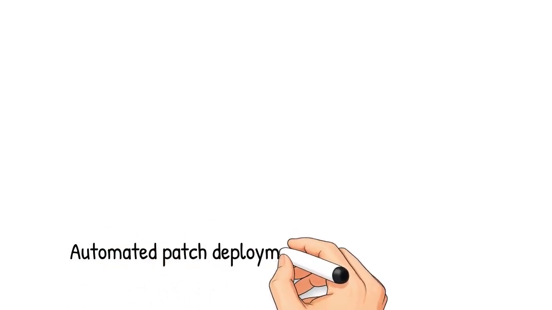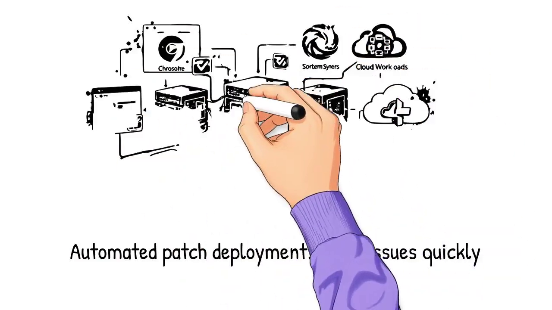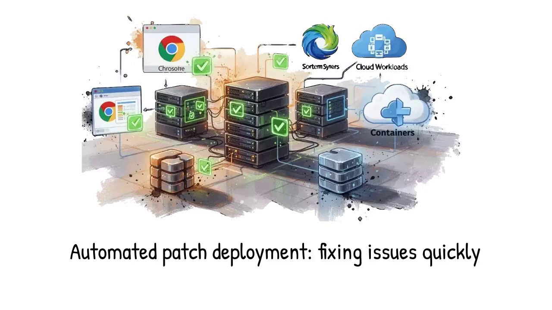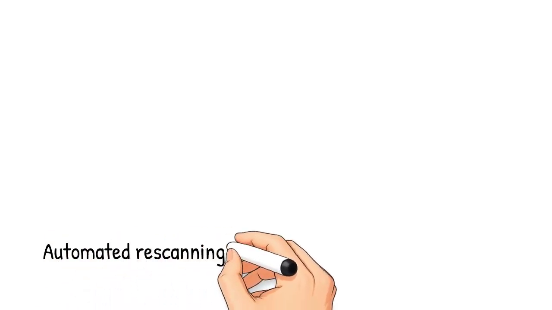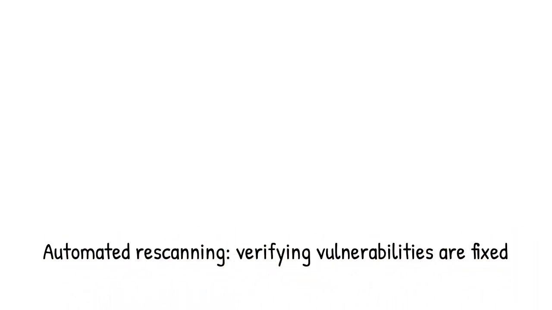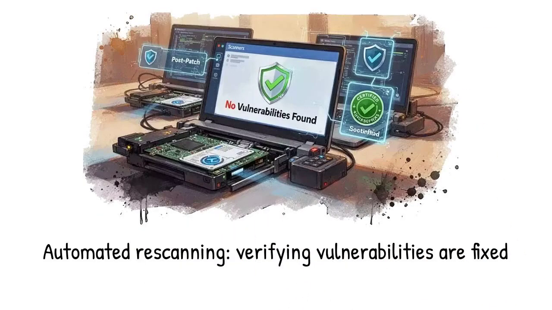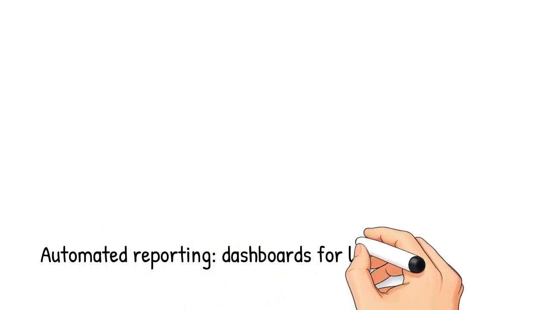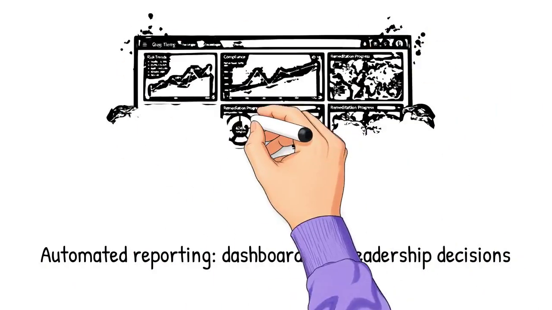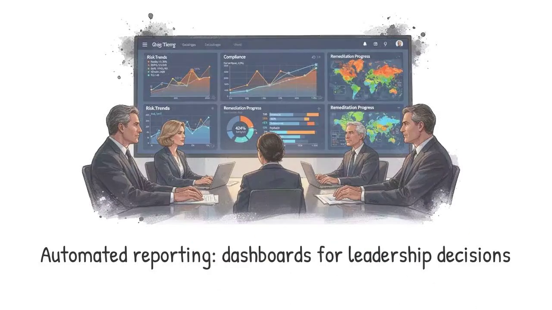3. Automated patch deployment. For certain systems, patches can be deployed automatically. Example: browsers, operating systems, cloud workloads, containers. 4. Automated rescanning. After patches are applied, scanners automatically verify the vulnerability is fixed and no new issues were introduced. 5. Automated reporting. Dashboards show risk trends, compliance status, remediation progress, vulnerability heat maps. This helps leadership make informed decisions.